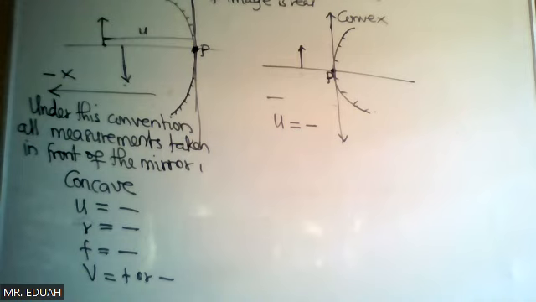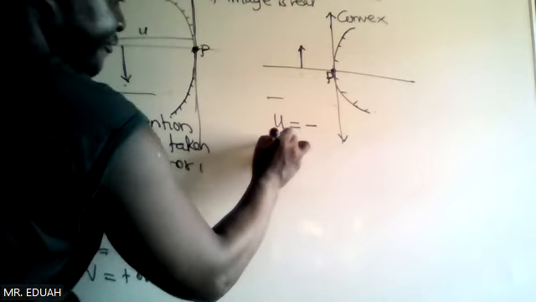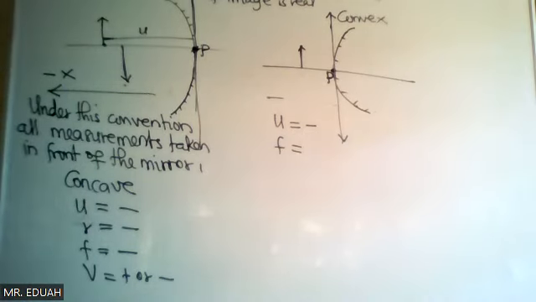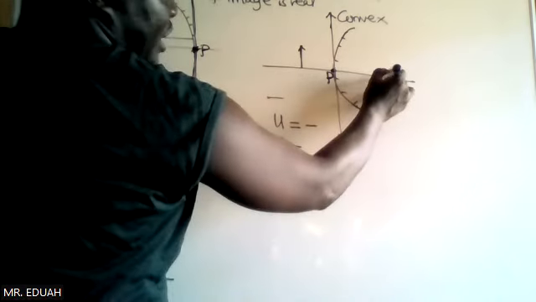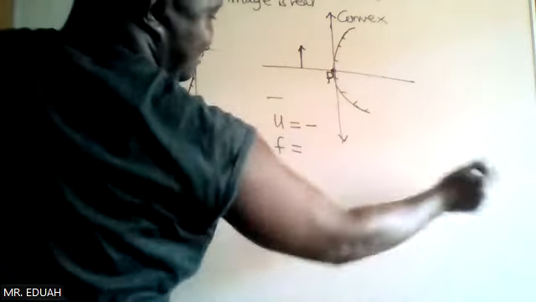Okay, I see. Then F. What do you think will be F? Will it be positive or negative? F will be positive because this has a virtual principal focus and it is always behind the mirror.